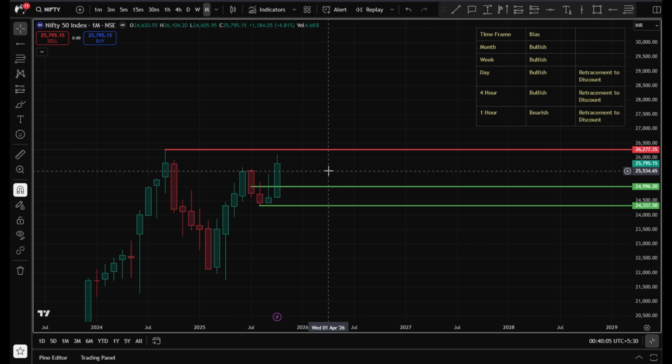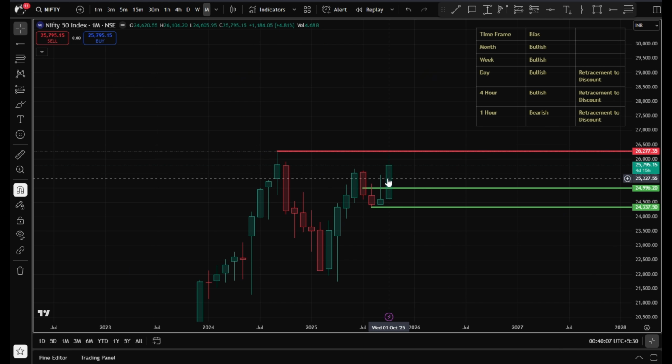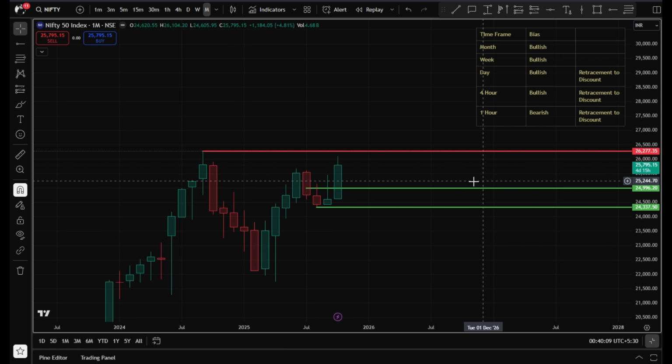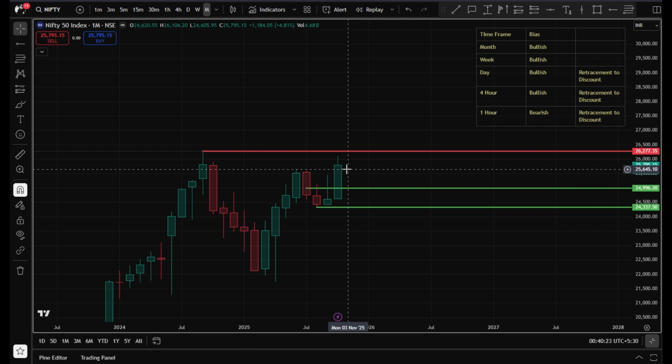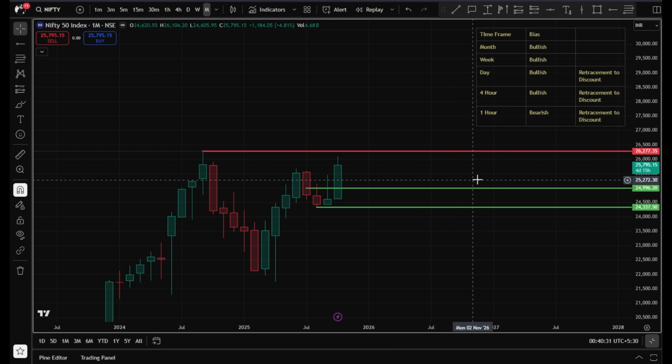That's a good level to beat. Let's say if the monthly candle closes above it, at least at present, chances are low that it may close below the 25,000 mark. We had two consecutive candles, the August and the September candle, that closed below the 25,000 mark, and this is the first legitimate, at least what looks like a legitimate attempt to close above it.